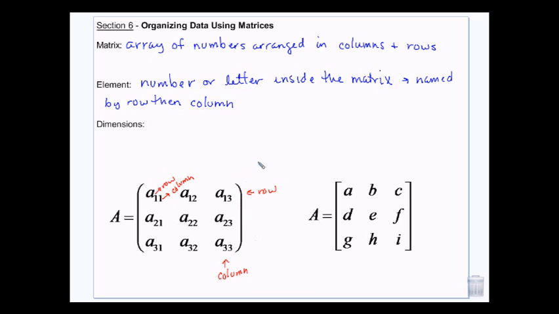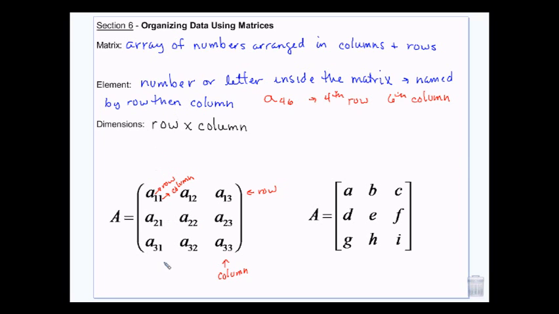Make sense? Okay, so A46 would be in the fourth row, sixth column. Each of these letters is an element. An element just means any number or letter that's inside the matrix. The dimensions of a matrix are the row and then the column. And now you don't multiply these. It's just like you talk about a piece of wood, 4 by 6. It's kind of like that. You can have a 4 by 6 matrix with 4 rows, 6 columns.